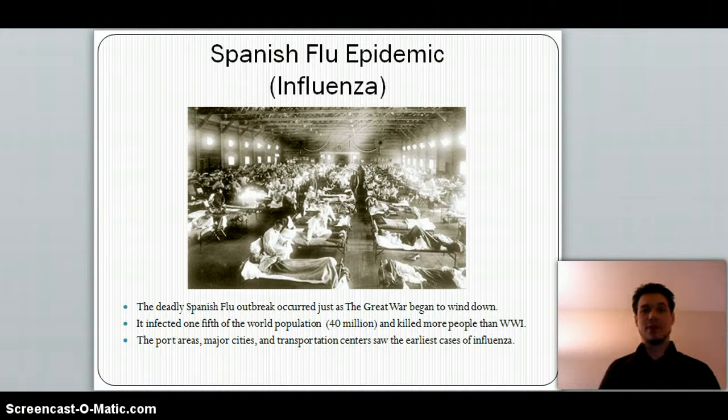So what also happens after World War I is we have the Spanish flu epidemic, or influenza. This is a very deadly disease. In fact, it kills about 40 million people, more people than were killed in World War I alone. And again, it infected a lot of the major areas, the port areas, major cities, and so on, just because, again, there's a huge congregation of people.